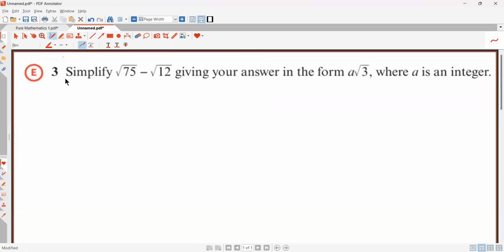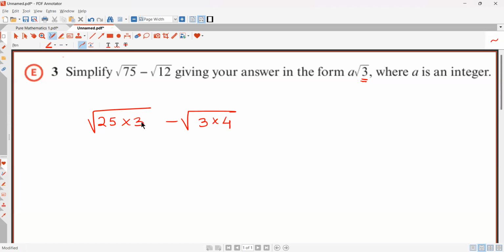So let's start question number 3. Root of 75 minus root of 12, giving your answer in the form of a root 3. Can you see what the hint is over here? 3, right? This is 75. Something divided by 3. What will you do? 15 times... Again, 3 4s are 12. No, not 15 times. What is it by the way? 25, 25 multiplied by 3. Sorry, I got confused with this thing. 25 times 3, and this is 3 4s are 12.